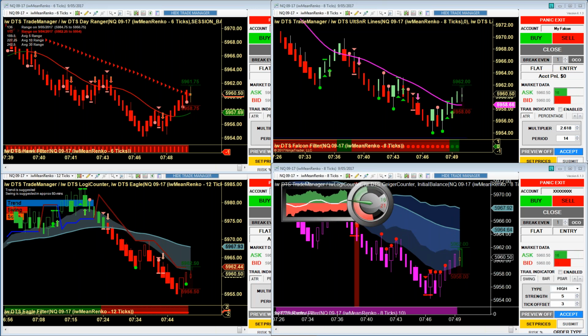All right, a little bit of a bullish pushback. We've actually changed the bar colors here on the Raptor and the Hawk.